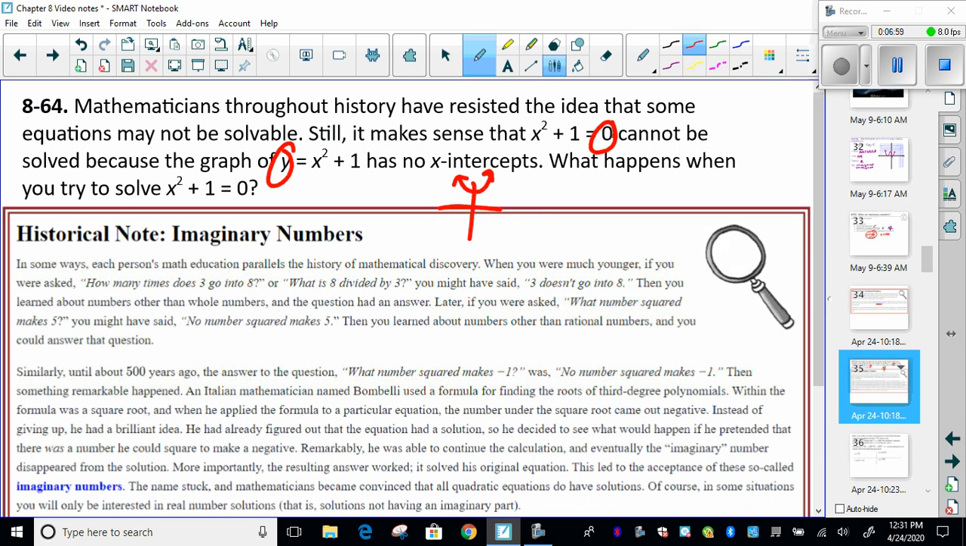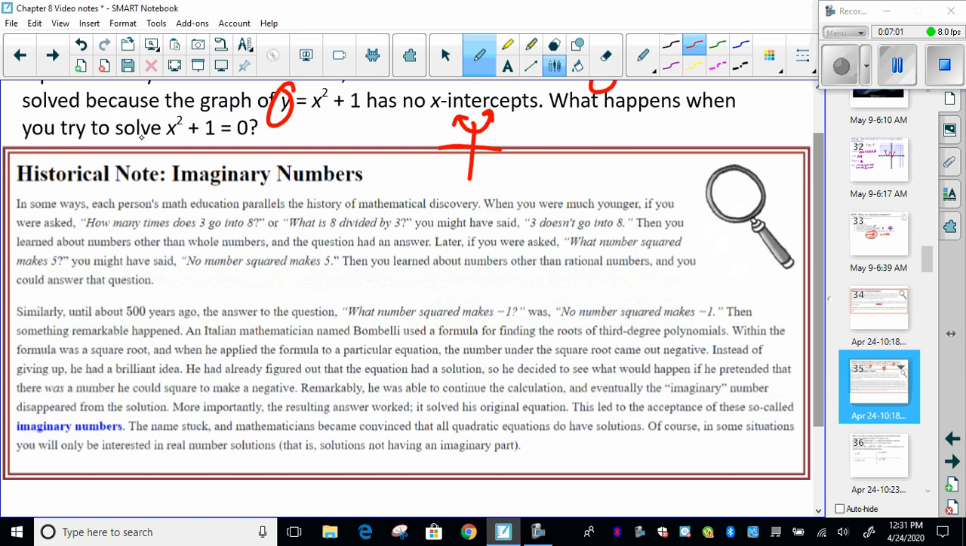So really quickly, when you're trying to solve this problem, you end up getting x squared equals negative 1. Well, the problem is what number squared makes negative 1? No number squared gives you a negative 1. When you square a number, it's not going to become negative. It's positive, no matter what, whether you put in a positive number or a negative number, whether I put in a fraction or an integer. It's impossible to do.